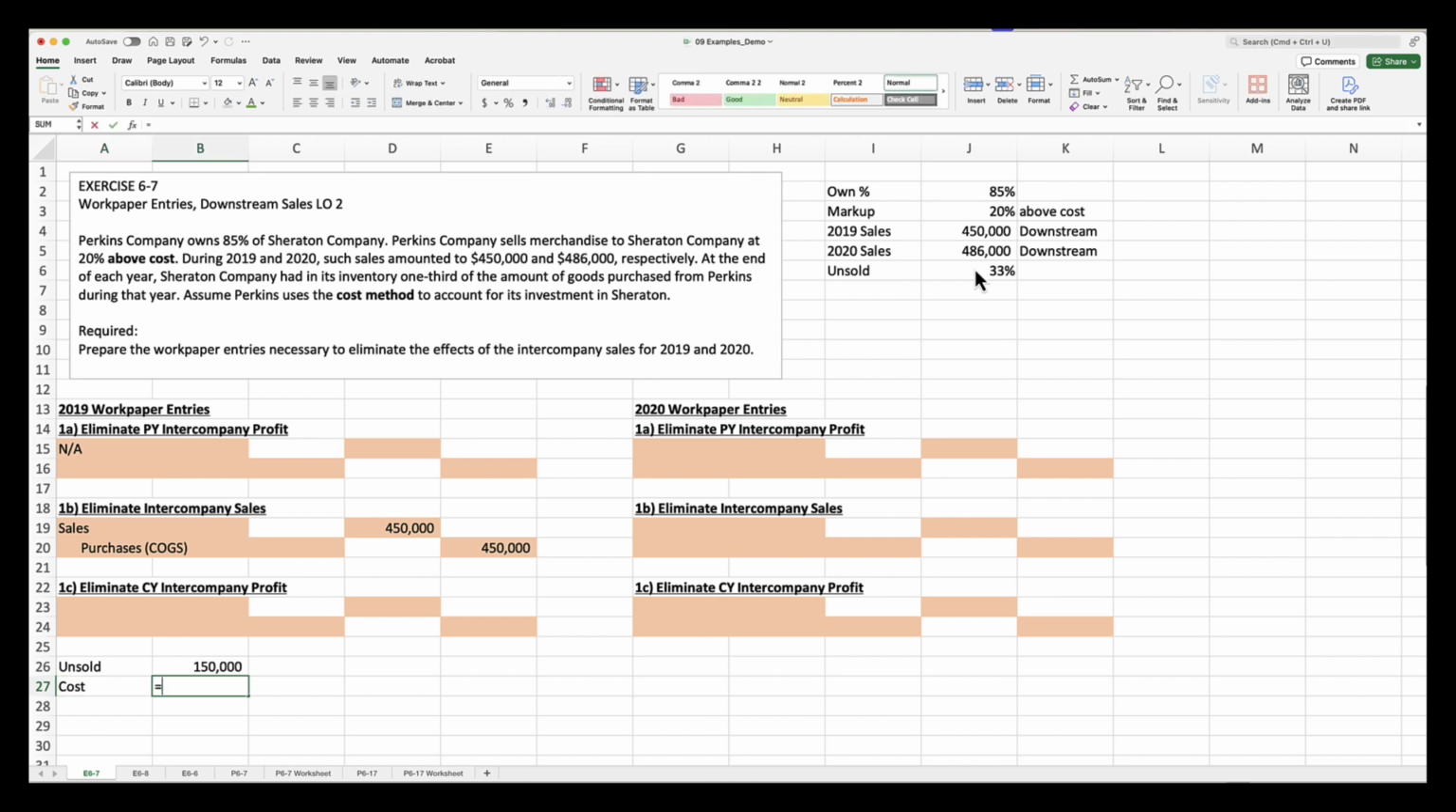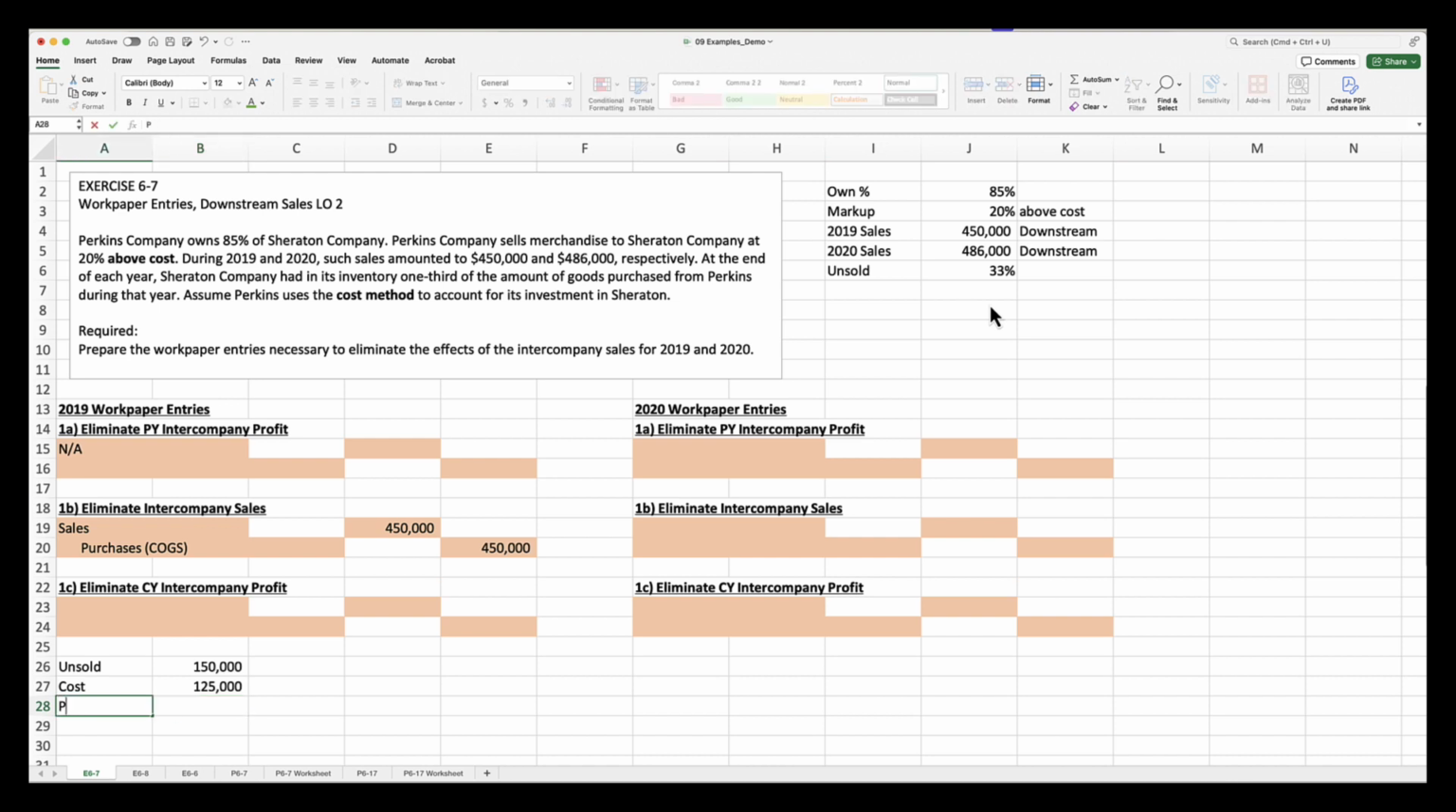So the cost, again, is going to be a kind of funny calculation where we're going to take our unsold inventory and divide it by 1 plus the markup percentage, which is the 20%. And again, this is specifically because they told us that the markup is 20% above cost. So we're essentially taking our unsold inventory and dividing it by 1.2. So that gives us a cost of $125,000.